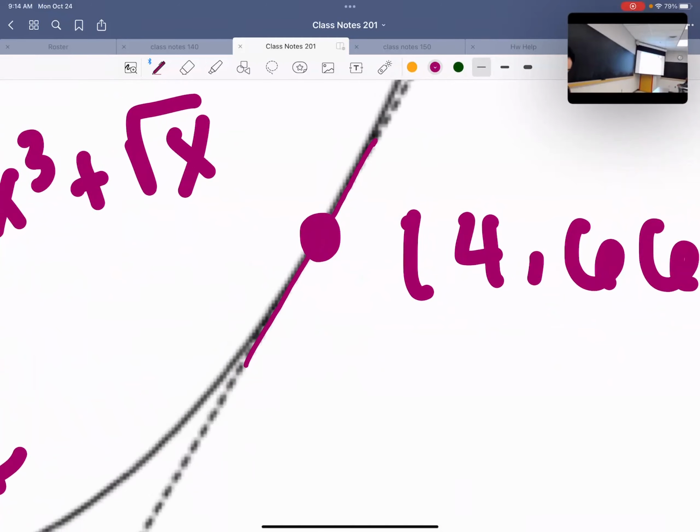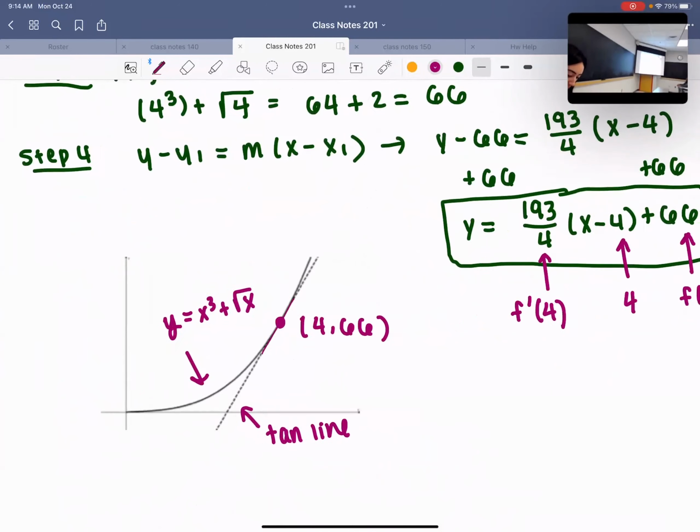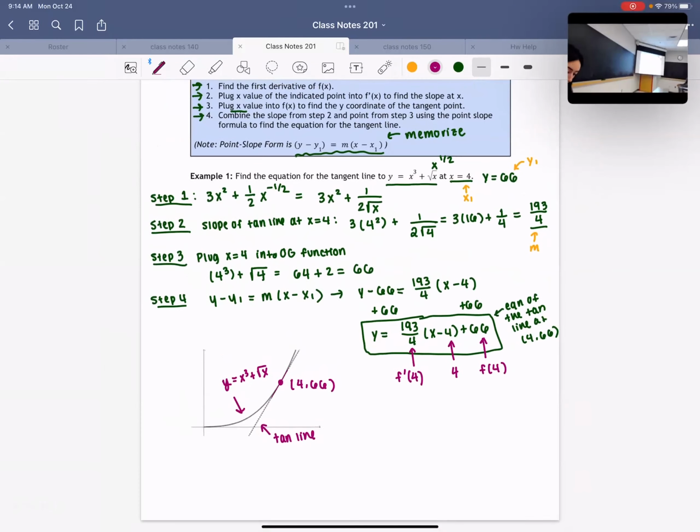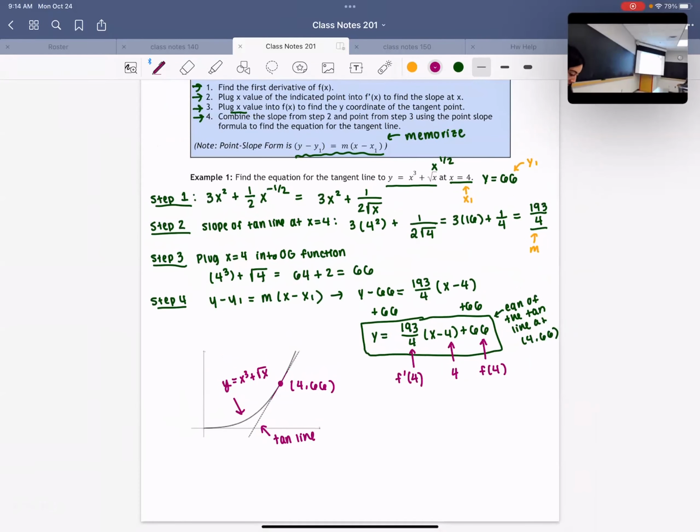We'll come back to this, but I do want you to get a little more practice finding the tangent line at a specific point. So if you flip over to example number 2, I have another example for you. I want you to find the equation for the tangent line of 7e to the x plus 3. Okay.